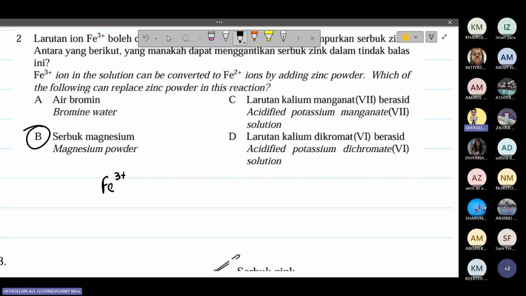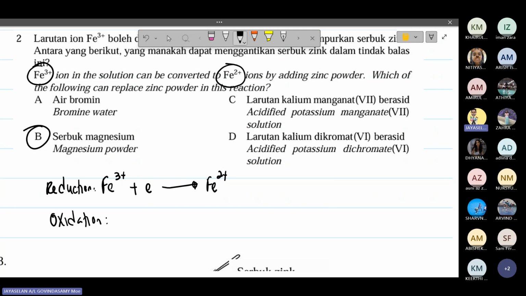Iron 3 can be converted into iron 2. Iron 3 is what agent? Oxidizing agent. It undergoes reduction. Reduction means what? It accepts one electron and is already turned into iron 2. From iron 3 already turned into iron 2. What is the name of this reaction? It's called reduction. So then we need an oxidation.